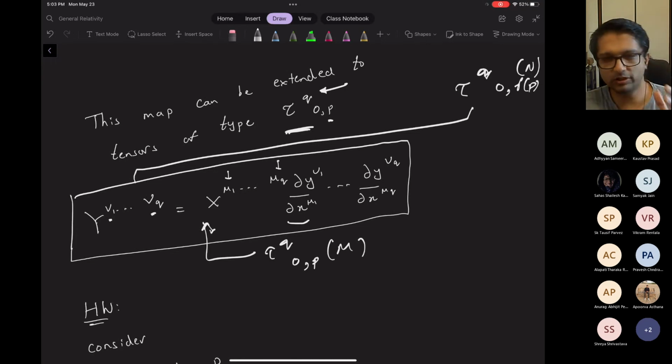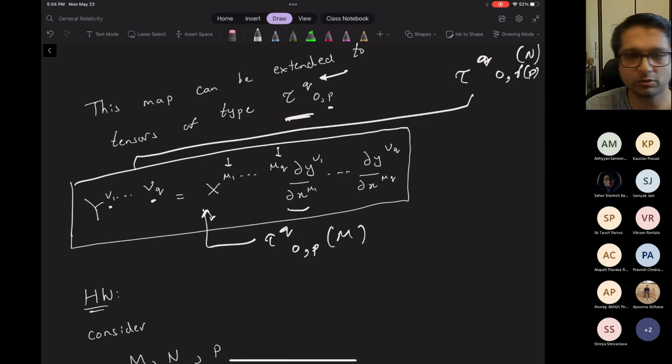So it's possible to push forward vectors, or tensors constructed with all vector indices. You can push those forward, but you can't pull them back. You can't pull back vectors from N to M. You can only push forward vectors from M to N.